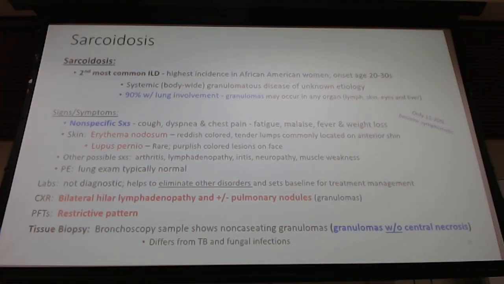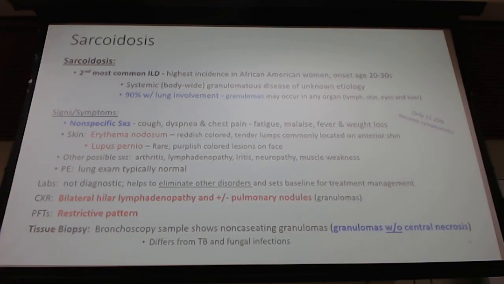The bilateral hilar lymphadenopathy, again, this is usually what it comes out looking like. This is how the body's immune system reacts to this process going on in the body. So this is something that you may see. And then, of course, the granulomas. It affects the parenchyma of the lungs, not the airway. So restricted patterns are common with this.